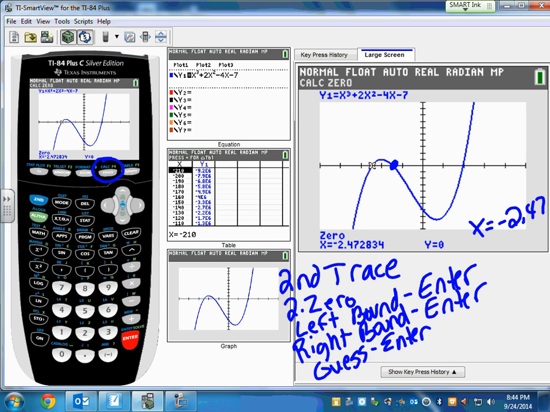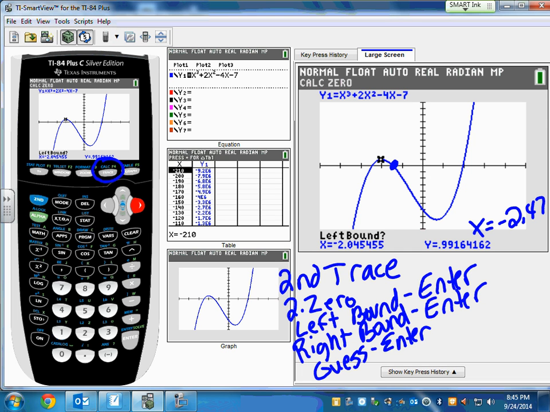Let me do this one, and then I'll be quiet for a minute and see if maybe you can do the third one. So I'm going to hit second calc. I'm going to hit number 2. And again, I'm going to the left of it. Doesn't always mean above it. It doesn't always mean below it. It depends on how the graph looks. But to the left means to the left of this dot.